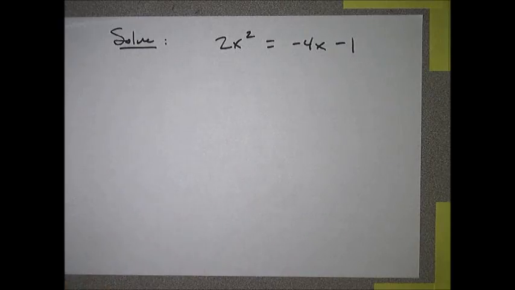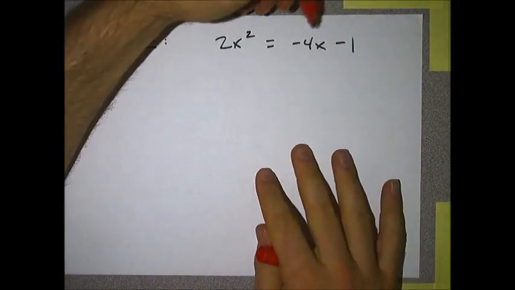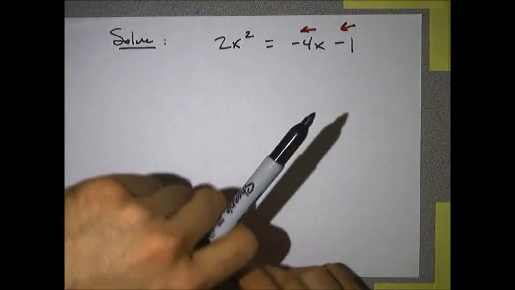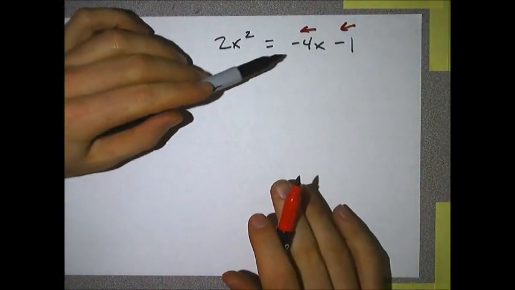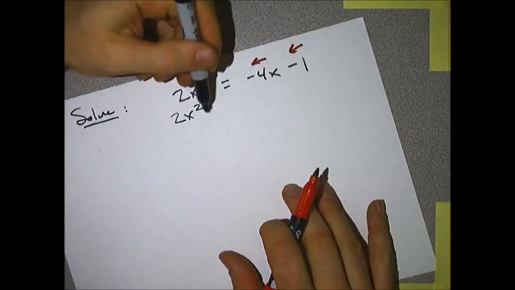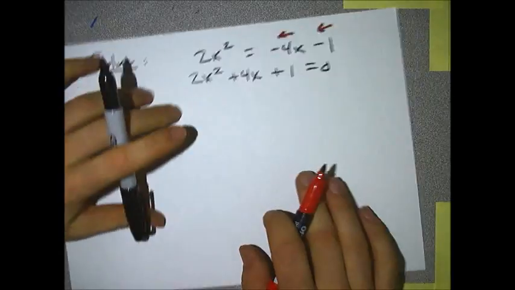The third one is a quadratic problem, and it asks you to solve. Anytime you have a quadratic problem, same as the other ones, we want to get everything to the left, and we want to set it equal to 0. So I want to bring the negative 4x over. I want to bring the negative 1 over. And to bring them over means to do the opposite. In this case, add. So this problem is really 2x squared plus 4x plus 1 is equal to 0.